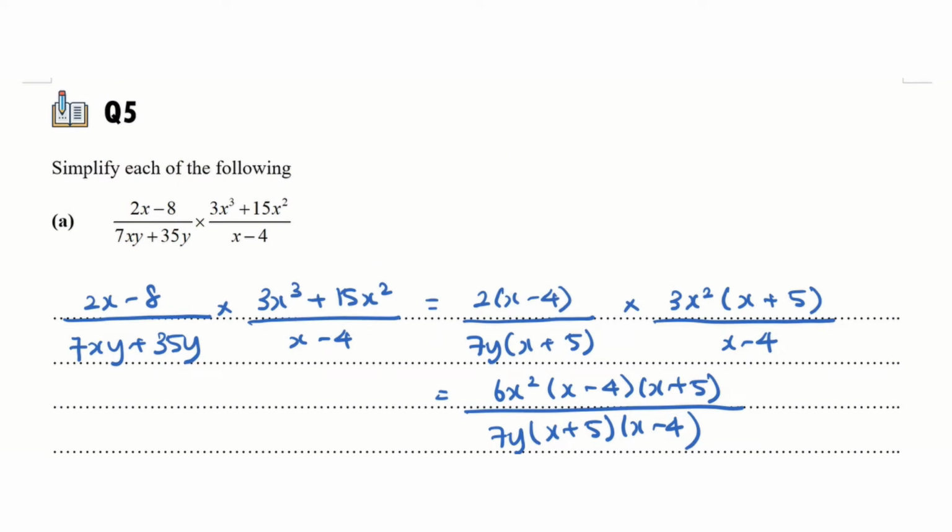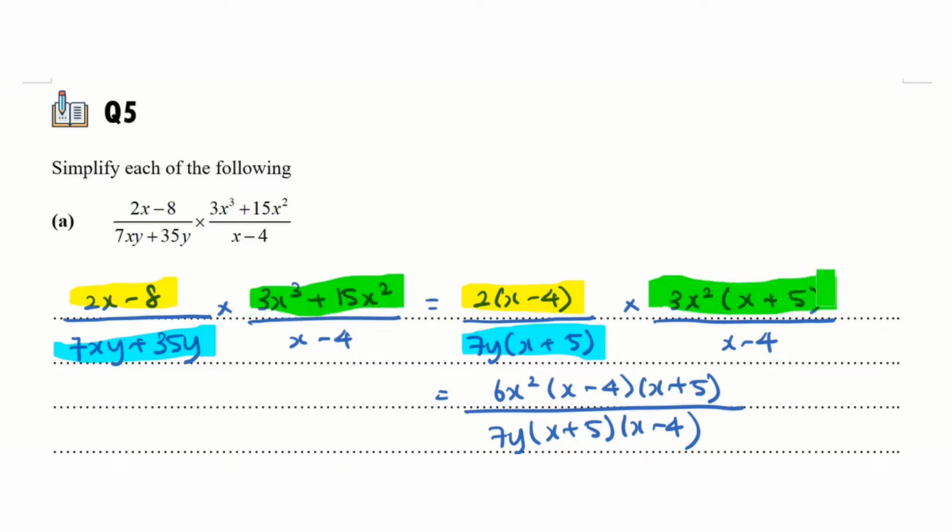So we will now take a look at question 5a, where we want to simplify the multiplication of these two algebraic fractions. So just like before, we will want to actually factorize wherever possible first. And we see that 2x minus 8 can be factorized to give us 2 times x minus 4. Then in the denominator, we can also factorize to get 7y times x plus 5. And finally, in the second fraction, the numerator itself, we can also factorize to get 3x squared times x plus 5.